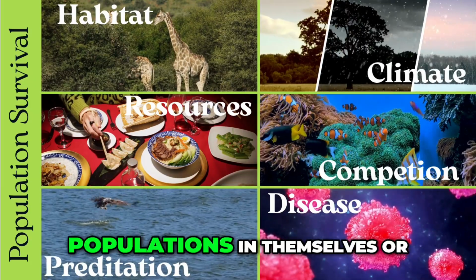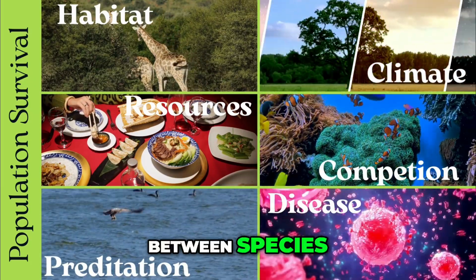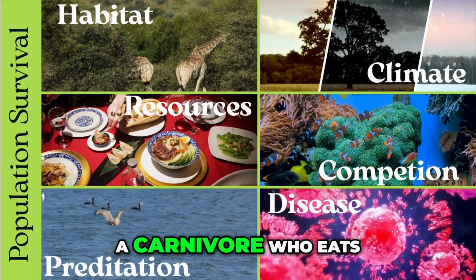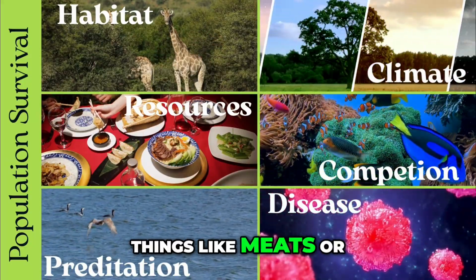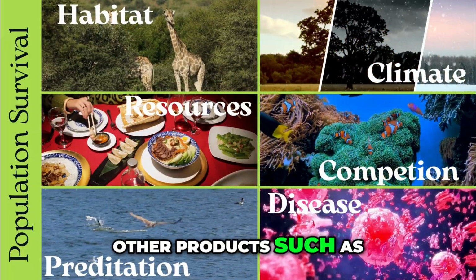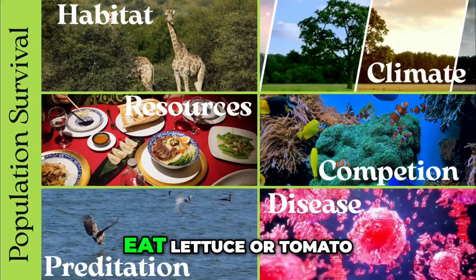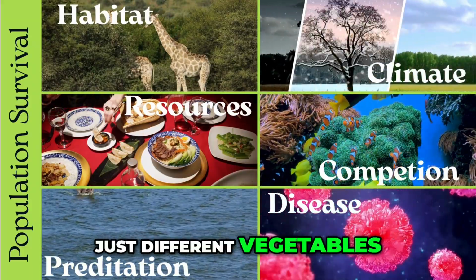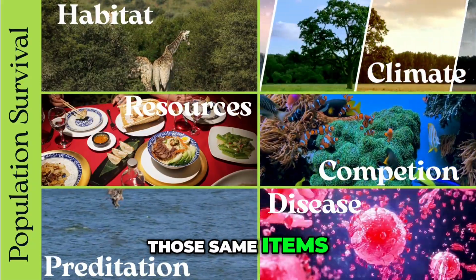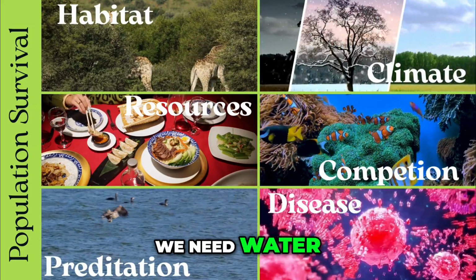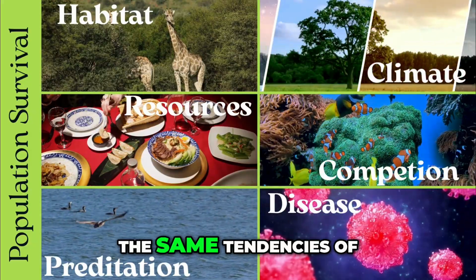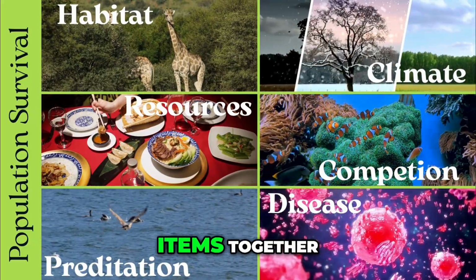Competition occurs within all populations themselves or between species. Think about you as a human being. You might be considered a carnivore who eats things like meats or chicken or other animal-based products. You also might eat other products such as grass, or lettuce or tomato, just different vegetables. Well, think about that there are other animals out there that also need those same items. For example, we need water. So do these fish over here that need water as well. So we're competing for the same items together.